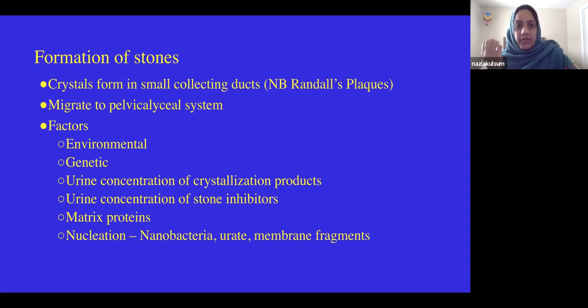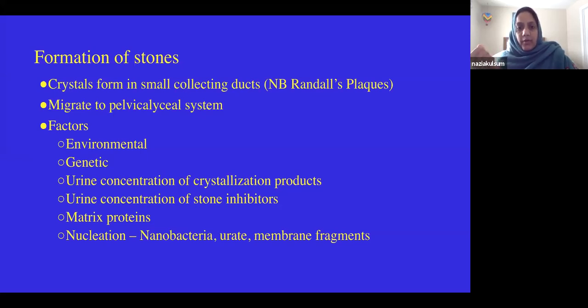The way the stones form, essentially they start as small little crystals that form in the small collecting ducts. Eventually they become Randall plaques at the tip of the medullary pyramids, and then as time goes on they break off and migrate into the pelvicalyceal system. So you need to have multiple factors that contribute to it. One is environmental factors, which would be your water intake and your diet, and genetic reasons. Some people are genetically predisposed to it. Then there's the urinary concentration of crystallization products, low concentration of stone inhibitors, and certain proteins.